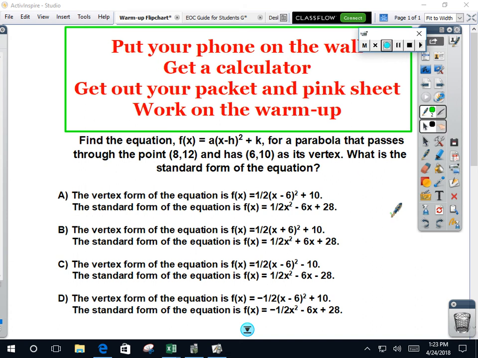Here we go. Find the equation f of x equals a times x minus h squared plus k for a parabola that passes through the point (8, 12) and has (6, 10) as its vertex. What is the standard form of the equation?